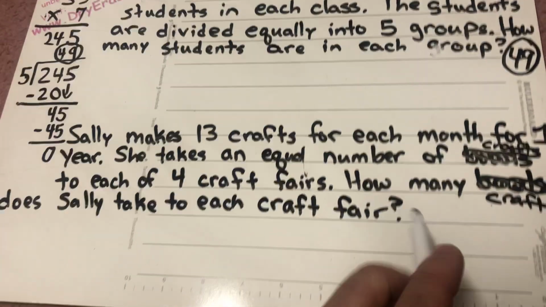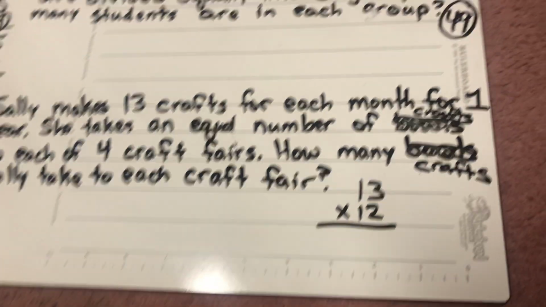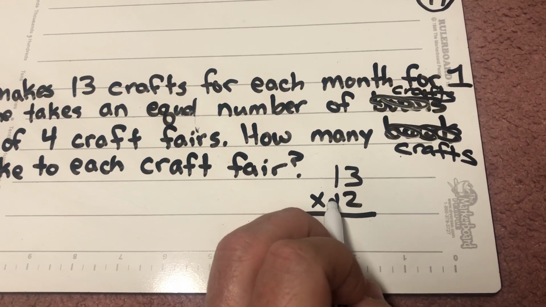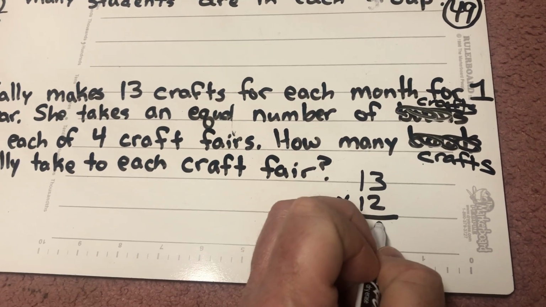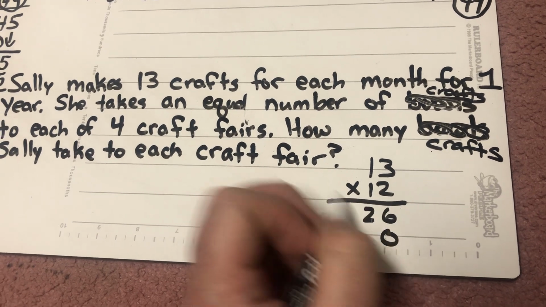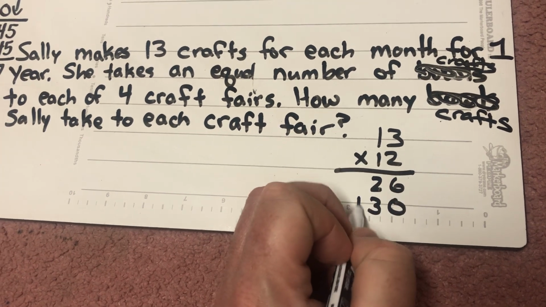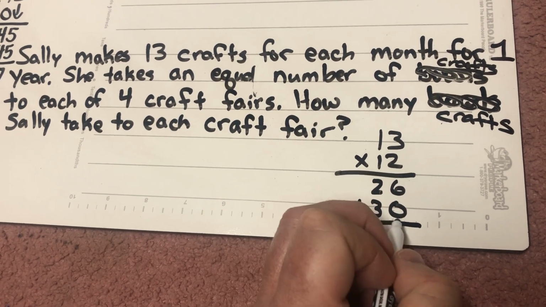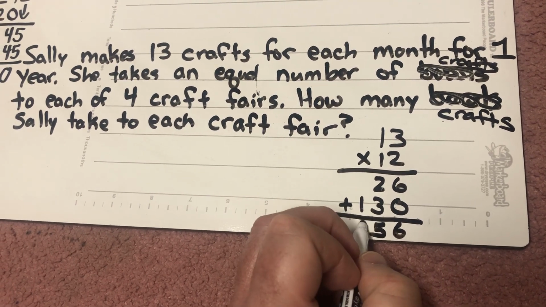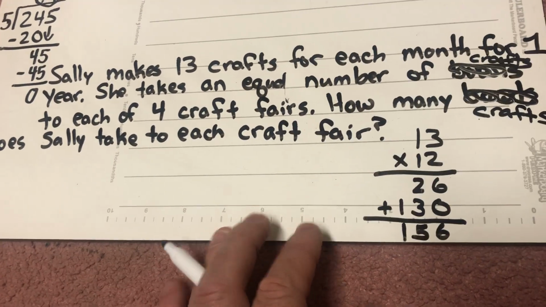So she's making 13 crafts every month, and there are 12 months in a year. That sounds like I'm doing 13 times 12. 2 times 3 is 6. 2 times 1 is 2. Putting the 0 down so everything lines up with my 1. 1 times 3 is 3. 1 times 1 is 1. This is an adding problem. 6 plus 0 is 6. 2 plus 3 is 5. Nothing in 1 is 1. I get 156. So Sally has 156 crafts.